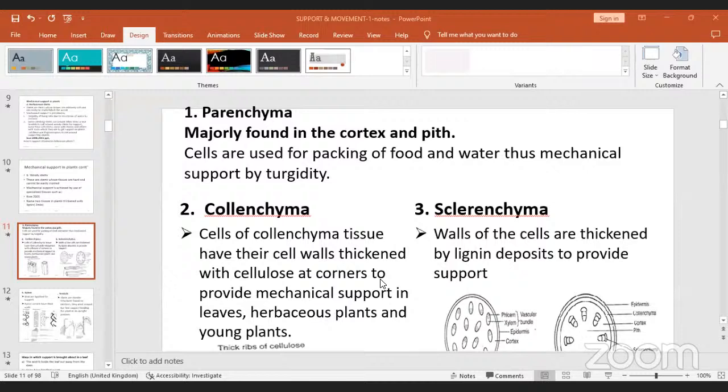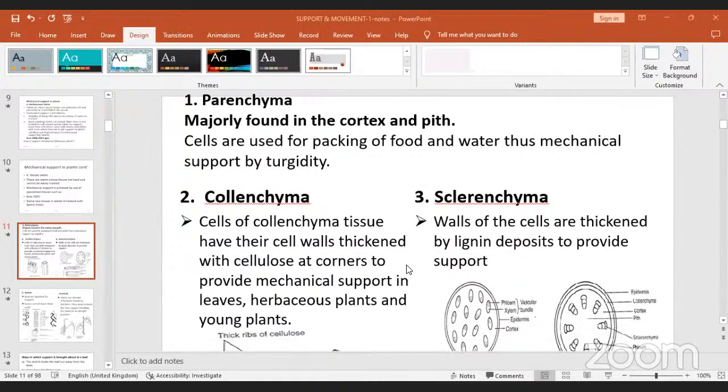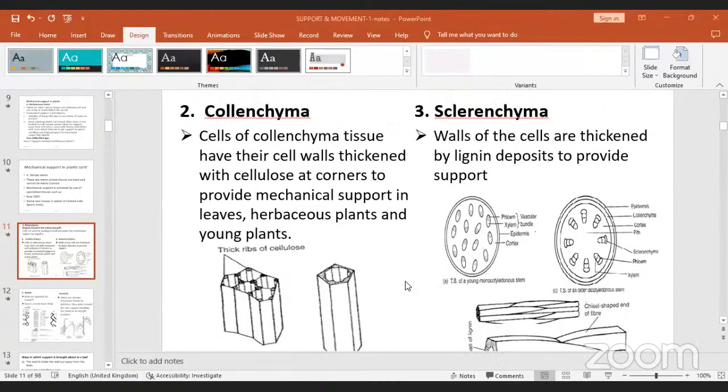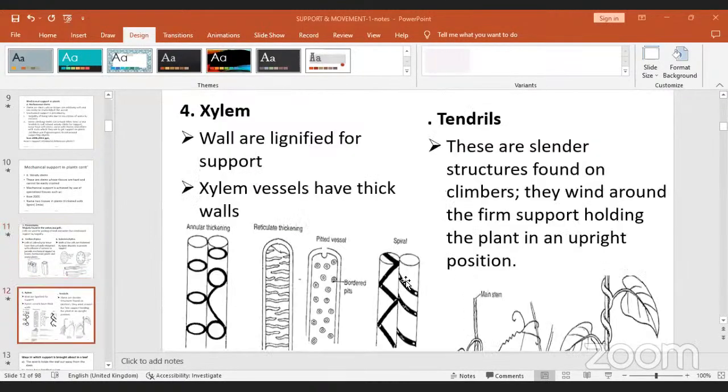You have the sclerenchyma. Sclerenchyma is the main supporting tissue in woody plants, and the reason is because it is thickened by lignin deposits. So you get a lot of lignin. Lignin is also a polysaccharide, but it is the toughest or the most complex polysaccharide, and it enhances support in woody plants. So they are also strengthened with lignin.